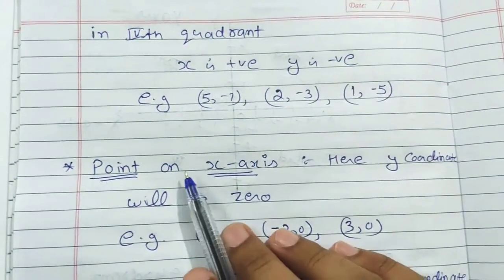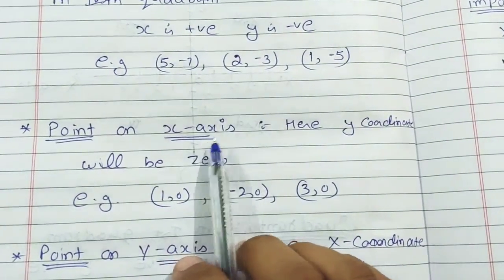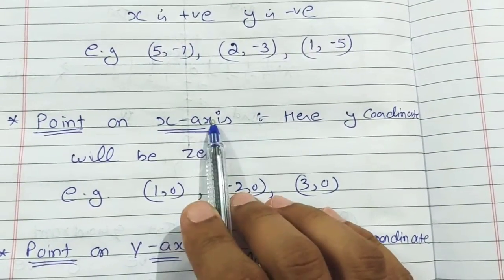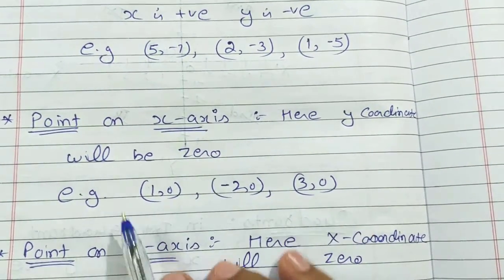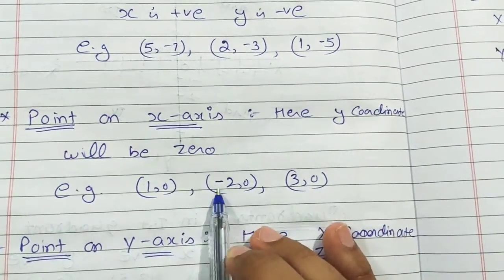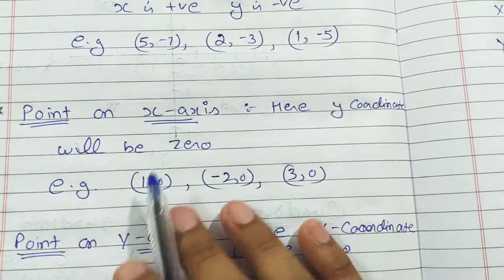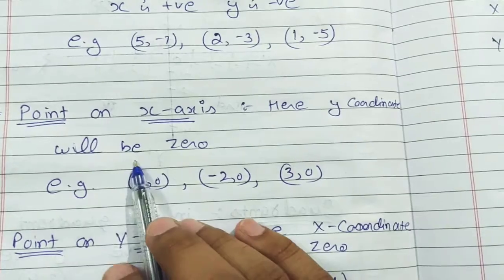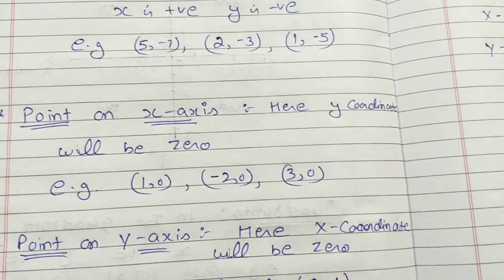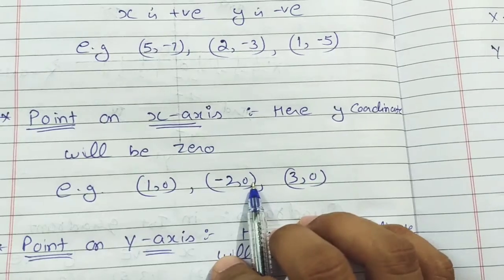Now next, one more important thing: for a point on the x-axis, the y coordinate will be 0. So examples of our points are like (1, 0), (-2, 0), (3, 0). Here the x values may be either negative or positive because the point lies on the x-axis, either on the left side of the origin or on the right side. So the value of x may be positive as well as negative, but the y value is always 0.